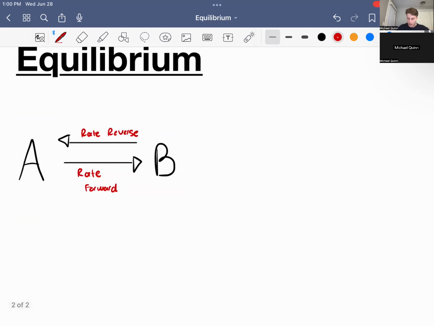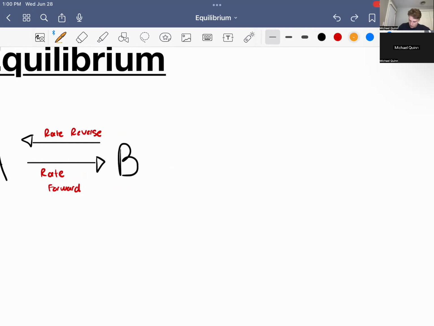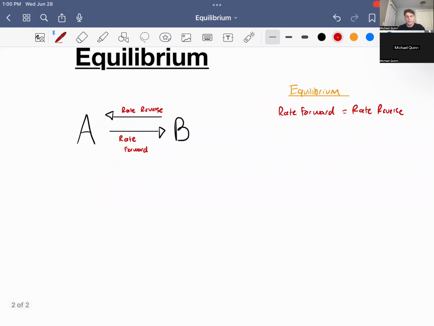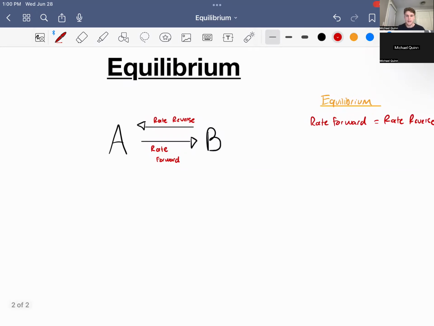We will see equilibrium. So I will write this down. Equilibrium is when the rate of the forward direction is equal to the rate of the reverse direction for this reaction. So at equilibrium, we could have much more B than we do A. However, as soon as the rate that we are producing B is equal to the rate that we are producing A, that will be equilibrium.